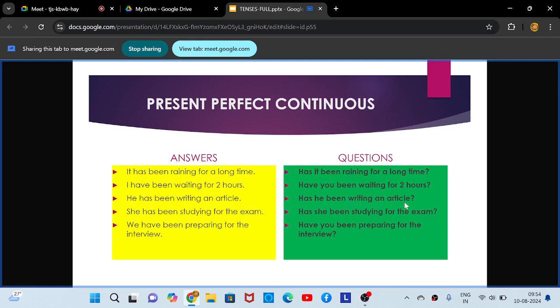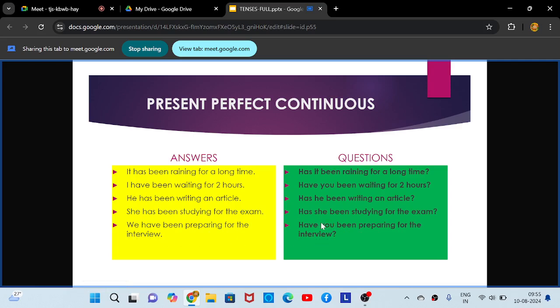Has he been writing an article? Yes, he has been writing an article. That means he started writing an article a few hours back and he is still writing. Has she been studying for the exam? Yes, she has been studying for the exam. It means she started studying in the past and she is still continuing. Have you been preparing for the interview? Yes, we have been preparing for the interview.